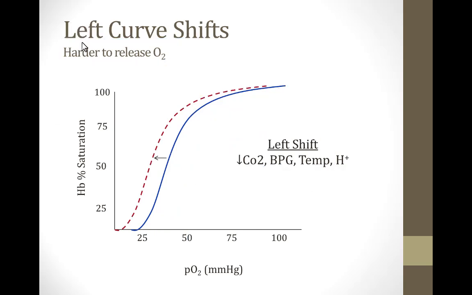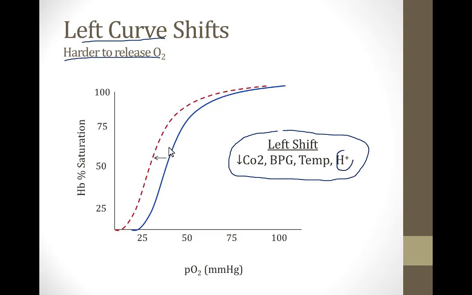Now let's talk about left curve shifts. These things make it harder to release oxygen. And things that shift the hemoglobin curve to the left are the opposite of the things that shifted to the right. So these are lower levels of carbon dioxide, BPG, temperature, or H+, and a lower H+ means a higher pH.